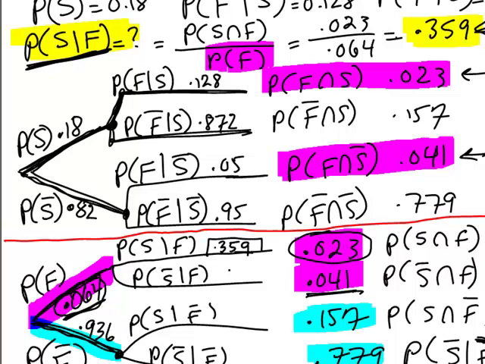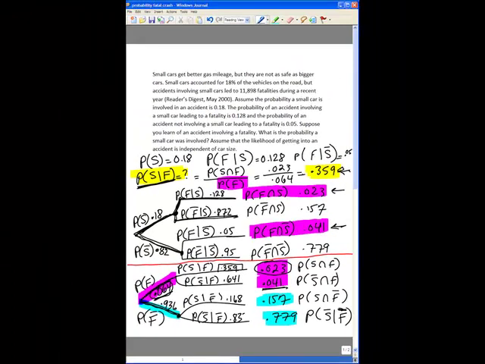So I will just write those for you: 0.641, 0.168, and 0.832. Of course, we know that both of these add up to 1, and each set over here adds up to 1. So these two over here add up to 1, and these two over here add up to 1.